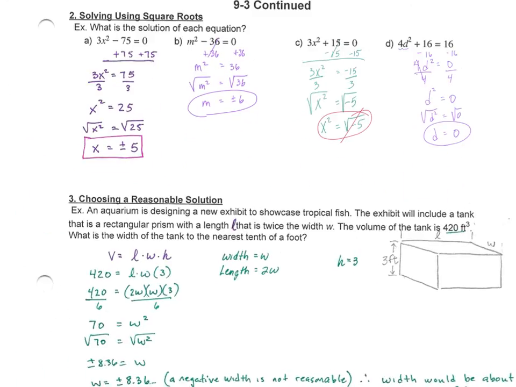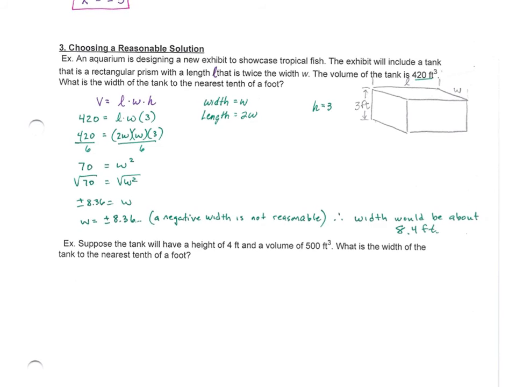Okay, as we continue on with our solutions, a little bit choosing a reasonable solution. Okay, so it says this aquarium is designing a new exhibit to showcase tropical fish, and the exhibit will include a tank that is a rectangular prism with a length L that is twice the width W. The volume of the tank is going to be 420 feet cubed. And what is the width of the tank to the nearest tenth of a foot? All right, well, when I did this one, I said, okay, volume is length times width times height. And they told us that the width is just W.